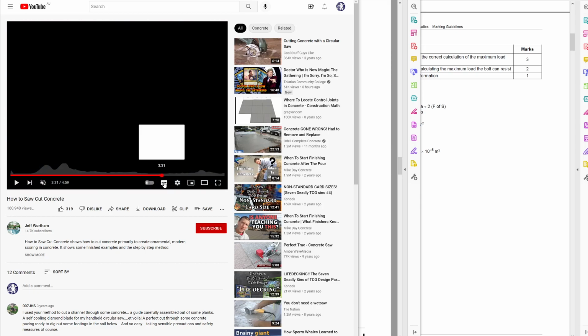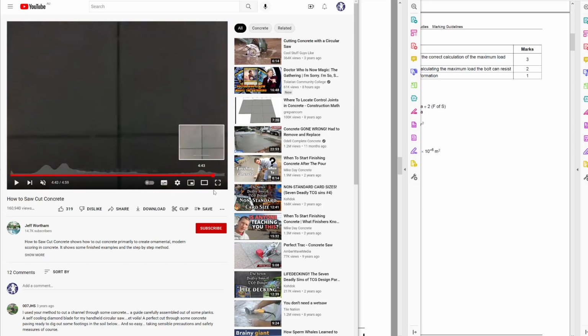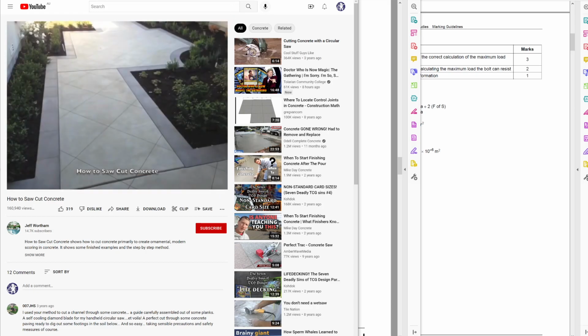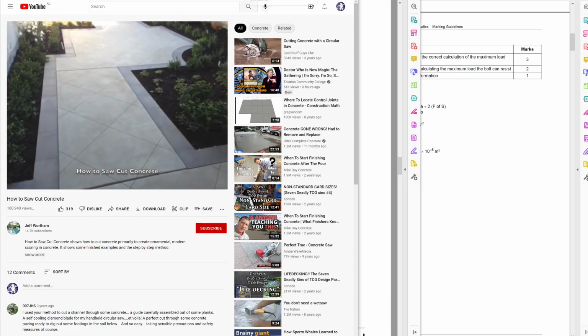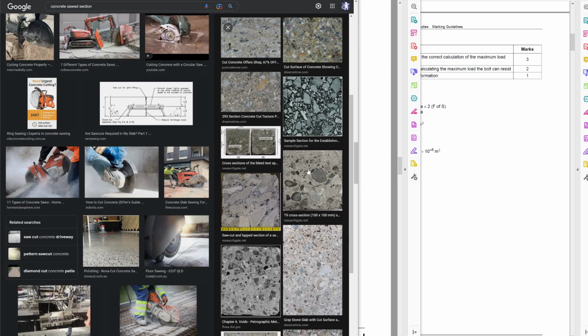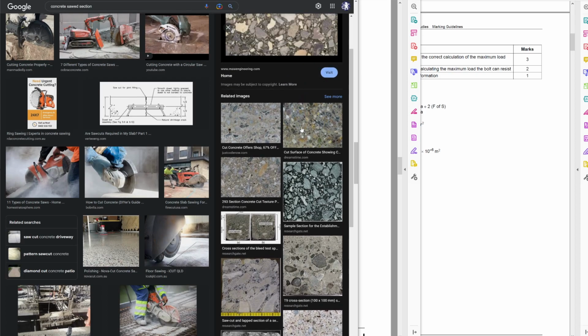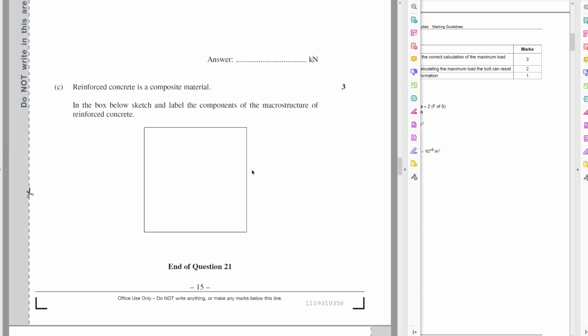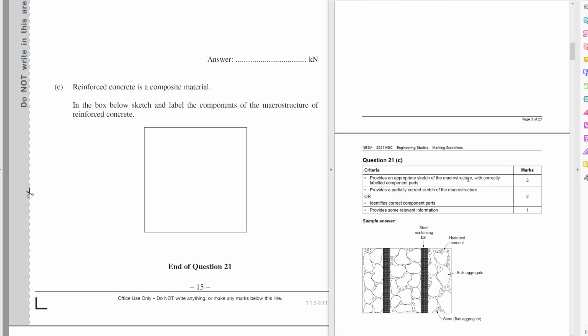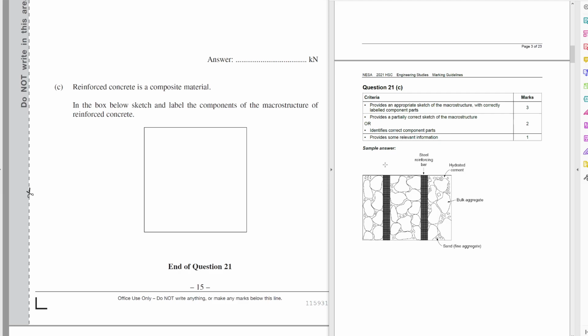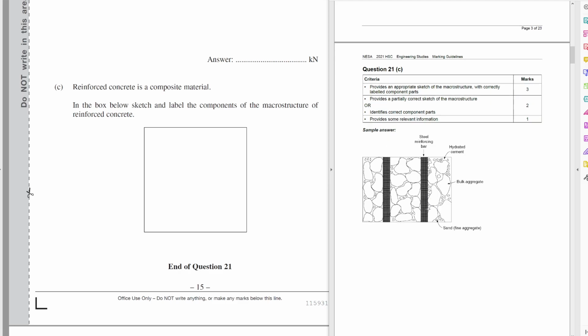Let's see if we actually see the concrete once it's been cut. No. I knew enough to not hope. Okay, so we're going to draw something like that, and then we're just going to draw some black circles for steel. I did find some engineering drawings on how we draw this, but let's just have a look at what the HSC said. Okay. They drew the bars running along the page. I would have just drawn them as circles. I just would have colored in black circles somewhere.